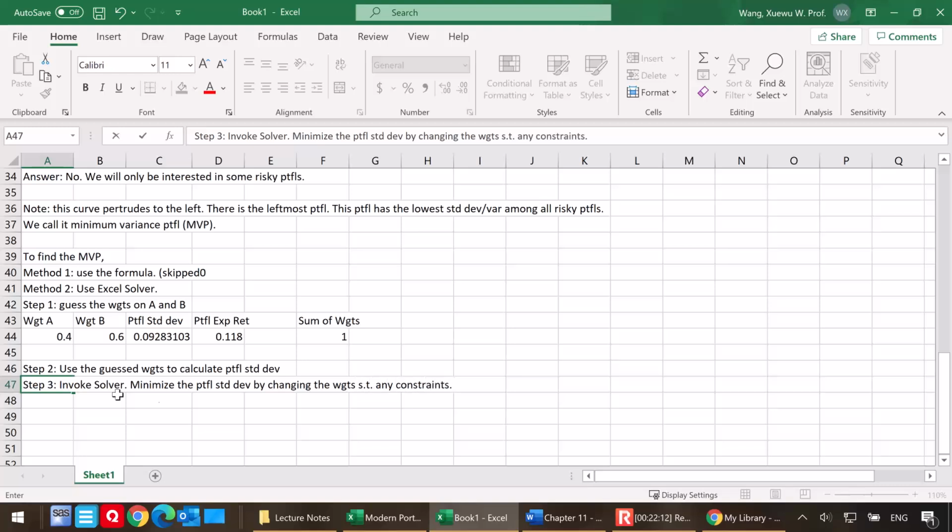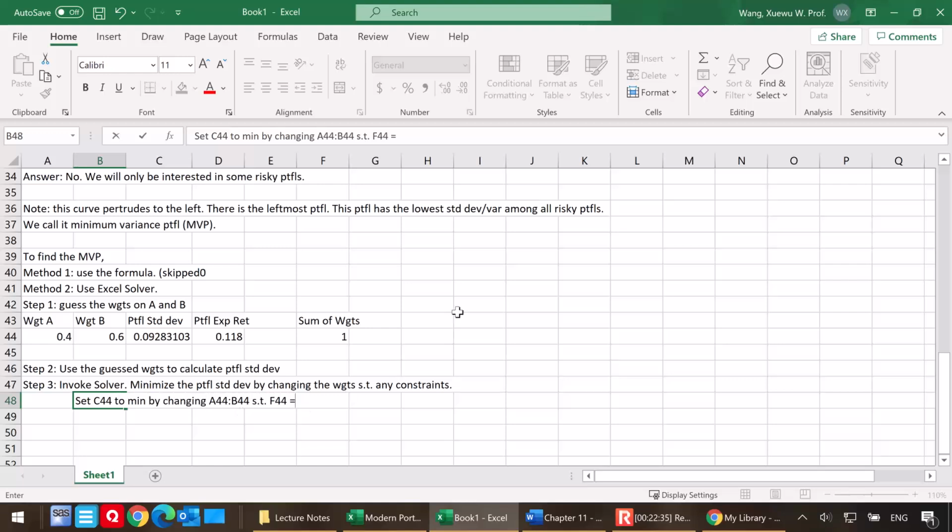So here, I'm going to set C44 equal to min. I want to minimize, all right, by changing the guesses. Well, I have 2 guesses here. That's A44 through B44. All right, so these are the 2 guesses. And I do have the constraint that the weights add up to 1, which is F44.